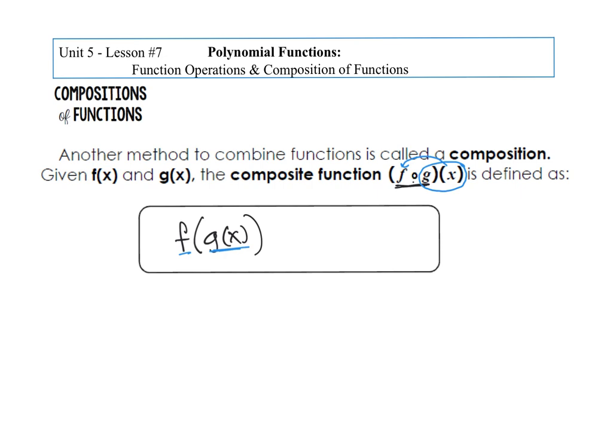And we put it in for all of its x's. So we're used to putting a number in for x's, and now we're putting a whole equation inside for x in another equation. And again, that'll make more sense as we continue on with these notes.